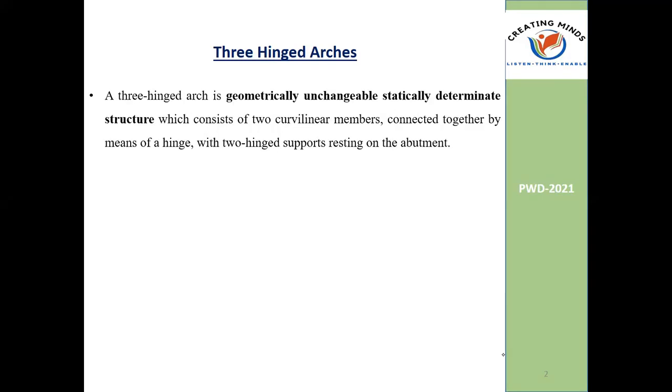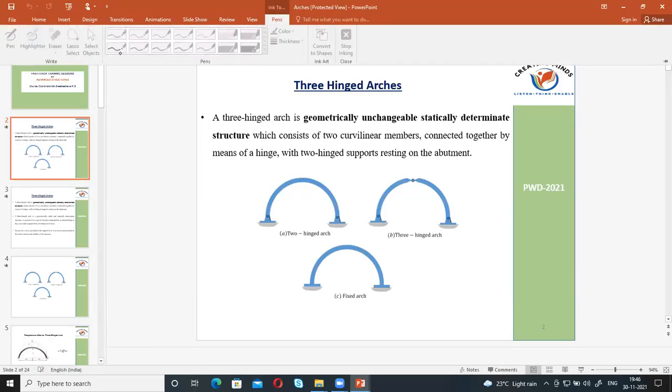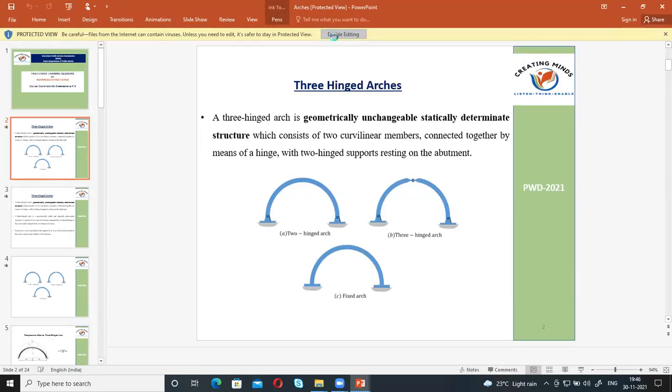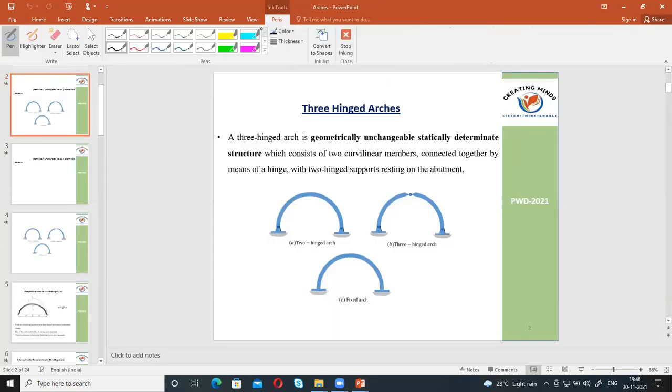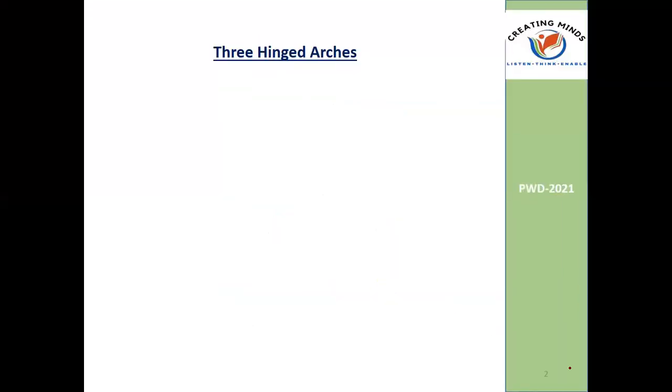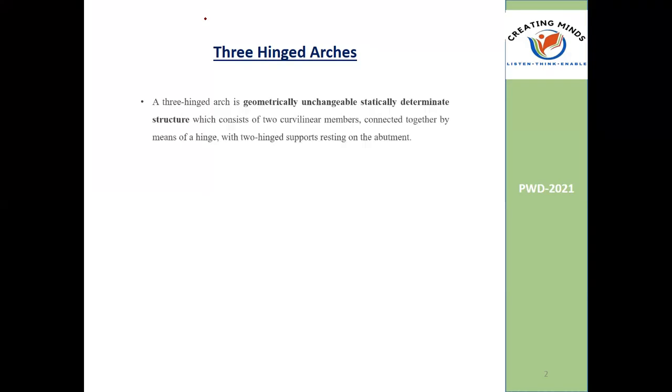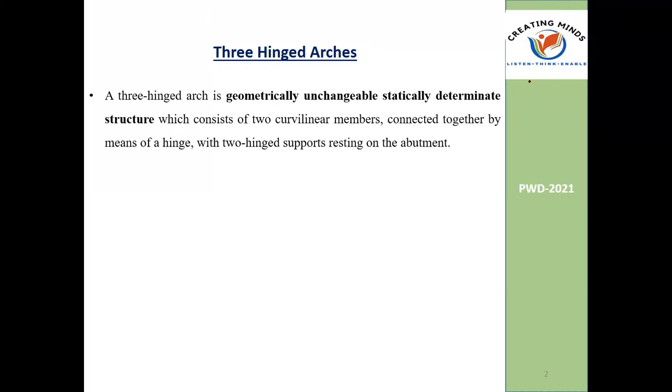Generally these are geometrically unchangeable, statically determinate structures. They will ask whether the three hinged arch is a determinate or indeterminate structure. It's a very, very important thing. Three hinged arch is a determinate structure, while two hinged arch is an indeterminate structure. Please note, three hinged arch is a determinate structure.